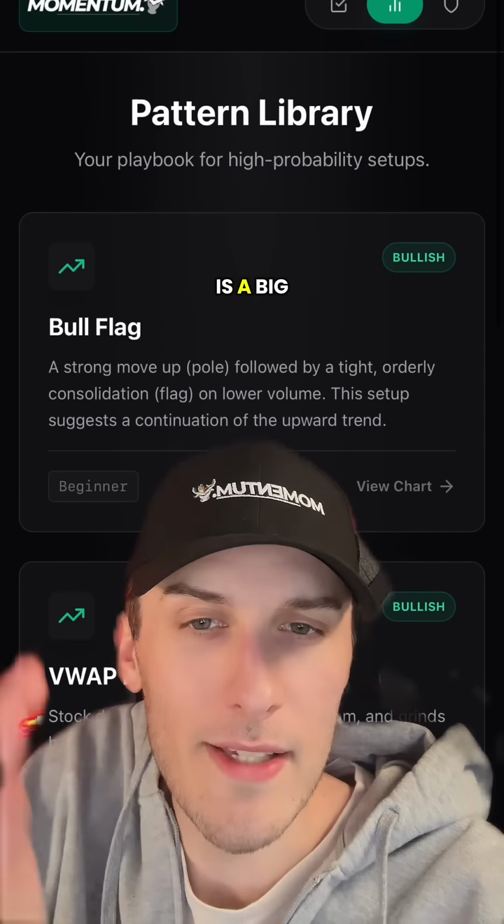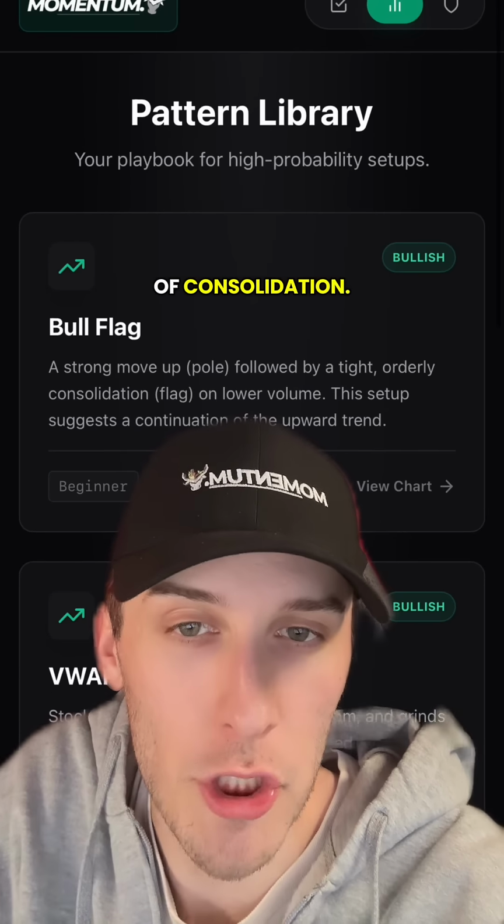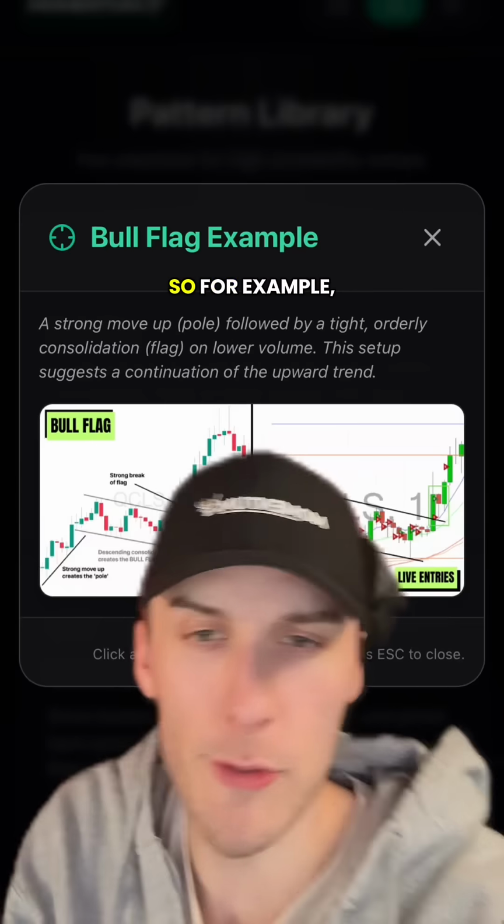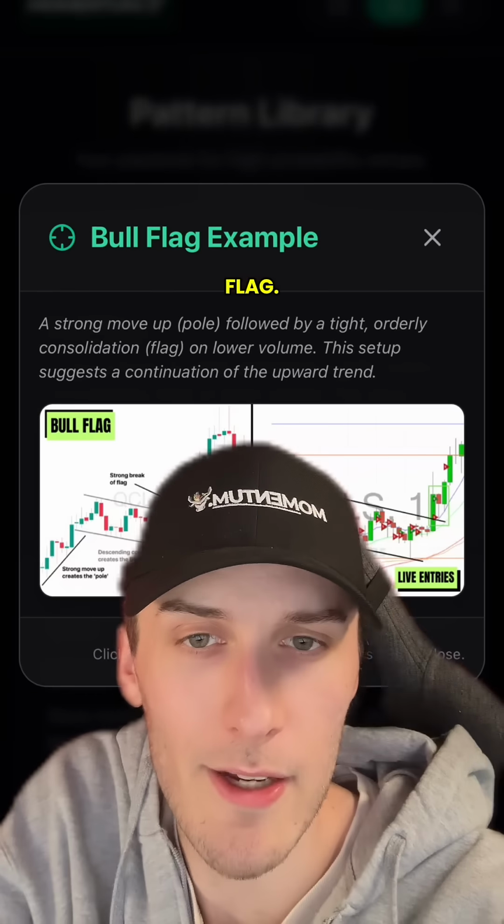Now, a bull flag is a big, strong move up on high volume followed by a low volume period of consolidation. So you get this big move to the upside followed by low volume consolidation, then you trade that confirmation. So for example, here on QCLS just last week, you can see how I played it on the break of this flag. So let's break it down.